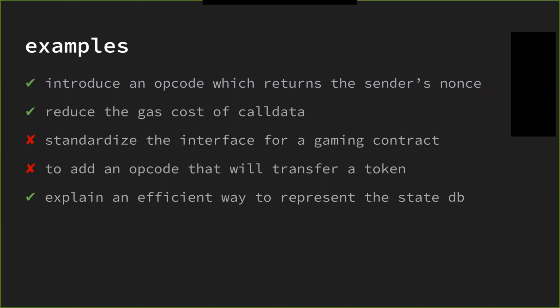So I think this is a really good example of an informational type of EIP because it provides utility to the community and the protocol as a whole.